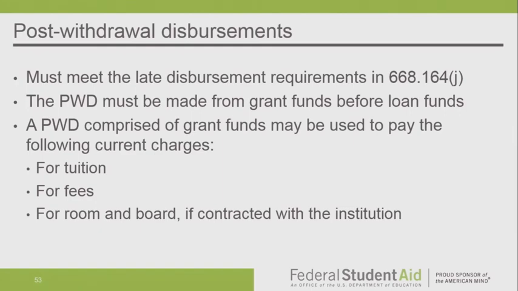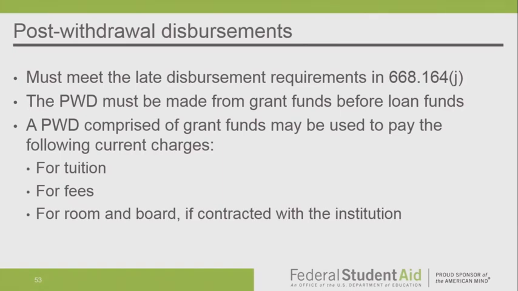Again, if you go through the calculation and there is a post-withdrawal disbursement, you have to meet the late disbursement requirements before you can release that money to the student. You always make the grant funds first before the loan funds in a PWD or a post-withdrawal disbursement. If the post-withdrawal disbursement contains grant funds, you can use those funds to pay for the following charges: tuition, fees, room and board. That sounds very familiar to our payment without authorization, right? That you can do. Basically the same logic.